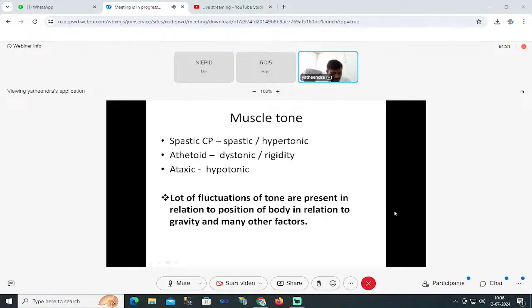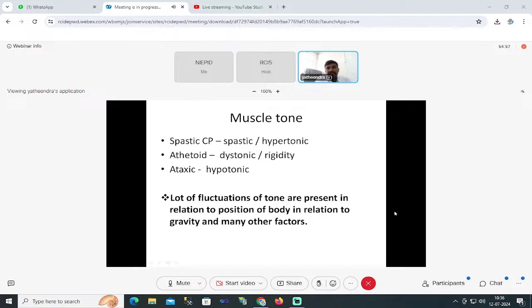As I mentioned, muscle tone is an important parameter. Usually it will be checked with repeated passive movements. When you check repeated passive movements, the therapist feels any resistance to the movement. Normal resistance will be there. If you are feeling more resistance, then muscle tone will be there. If you are feeling the resistance in one direction more than the other direction, then we need to grade it as hypertonicity.